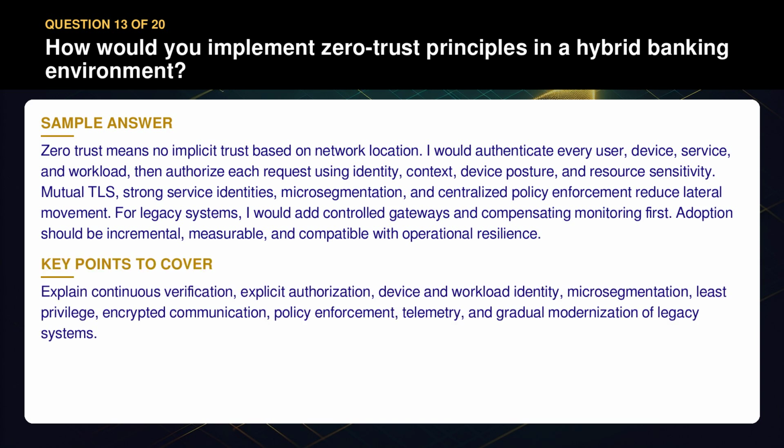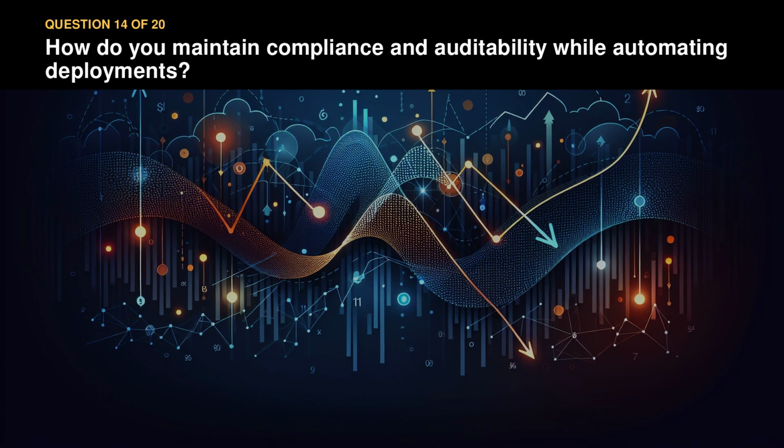Explain continuous verification, explicit authorization, device and workload identity, microsegmentation, least privilege, encrypted communication, policy enforcement, telemetry, and gradual modernization of legacy systems. Question 14. How do you maintain compliance and auditability while automating deployments?